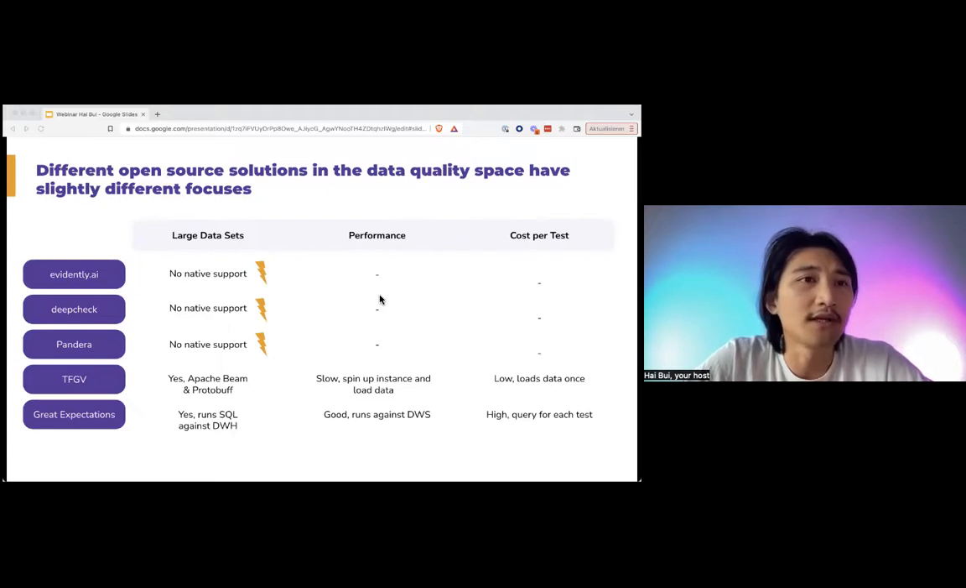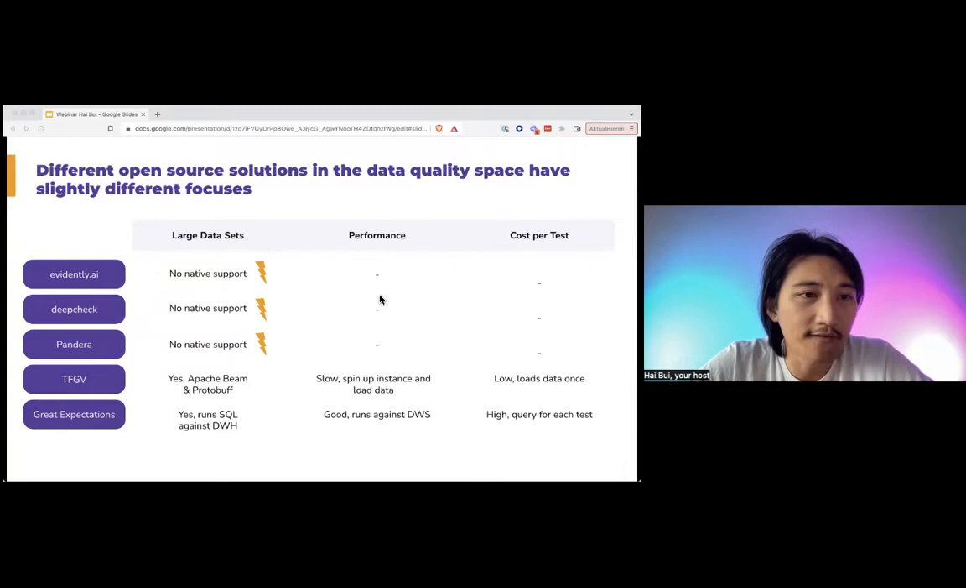If you want to run it in a data warehouse, you would have to download the data, turn it into a pandas data frame, and then run the test against it. And if the data is large enough, then you can't do it. I mean, they do have support, but if you want to run it against large data sets, you would have to use a third-party tool with them.